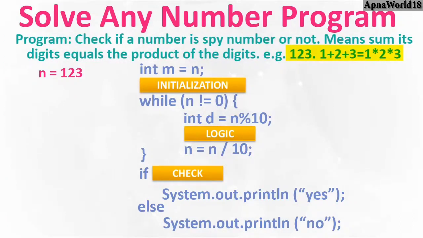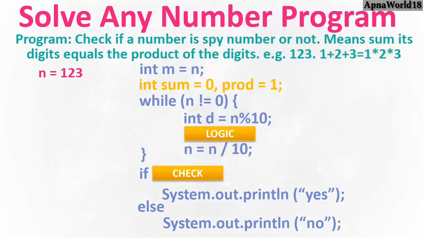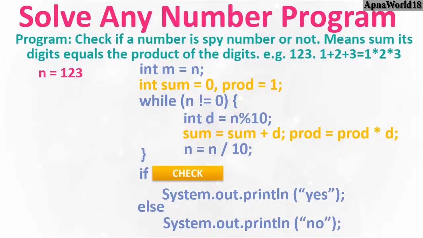So in initialization, we need to initialize two numbers, sum equal to 0 and product to 1. Note that whenever we have to find a product, like in factorial etc., we initialize to 1, because if you initialize to 0, then on multiplication with 0, the whole result will become 0. Now in logic, we have to calculate the sum of digits. So we will just write sum is equal to sum plus digit, and product is product multiplied by digit.